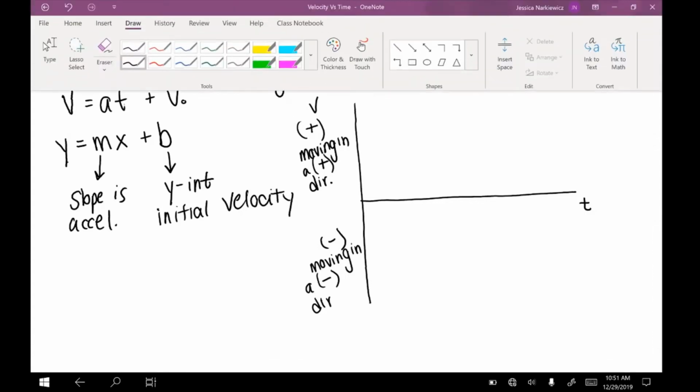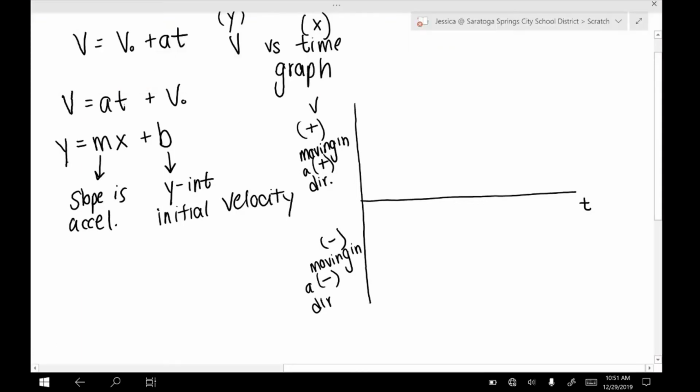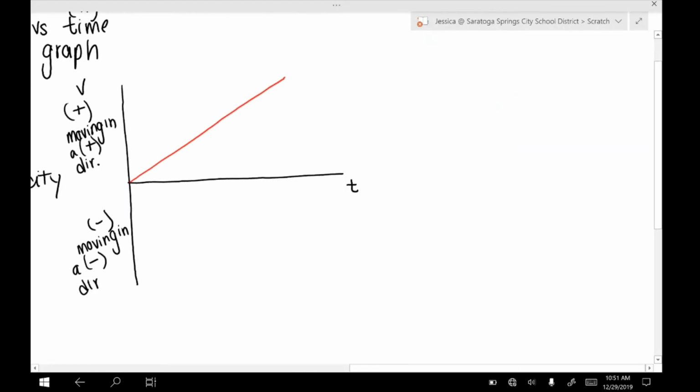So let's take a look at some different graphs. If I have a graph that looks like this, this graph would have an initial velocity of 0 because it's starting at the origin. And it would have a positive acceleration since the slope is positive.